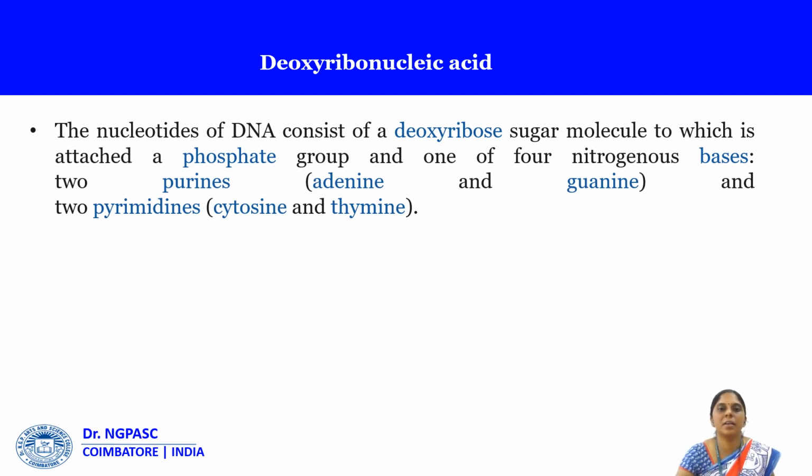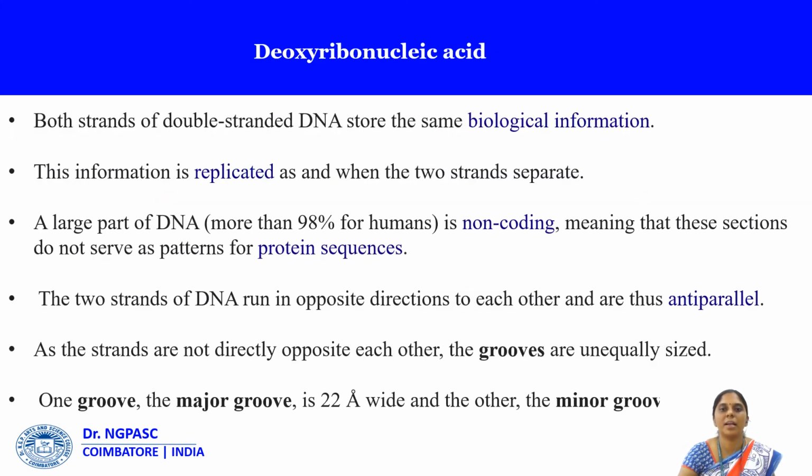We have seen about nucleotides and nucleosides. The sugar present in DNA is the deoxyribose sugar molecule, and the nitrogen bases are purines and pyrimidines. The purines are adenine and guanine, and the pyrimidines are cytosine and thymine. These are the nitrogen bases present in deoxyribonucleic acid.